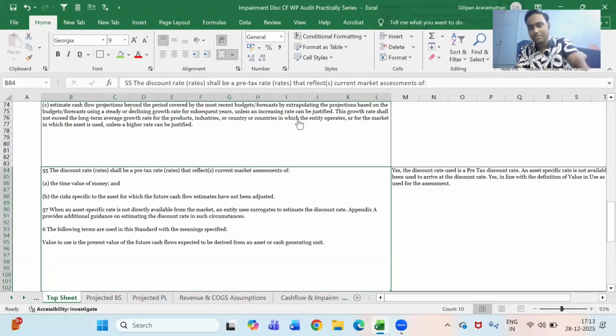So what entities do in practice is, where the entity is in a highly volatile environment, they either take the cash flows in a very, very conservative way, or they take a very high discount rate. They don't do both of these. So this is just to give you an understanding, guys.